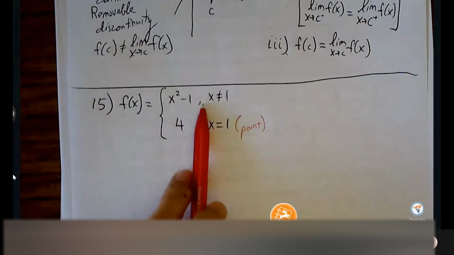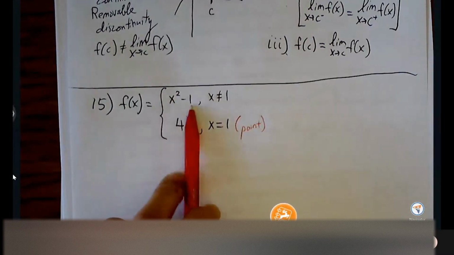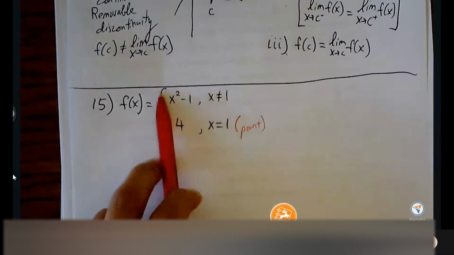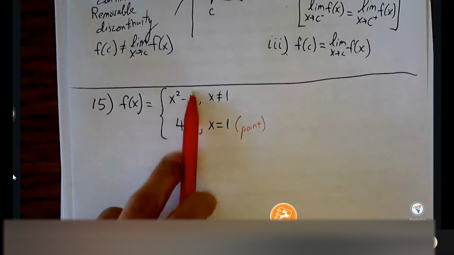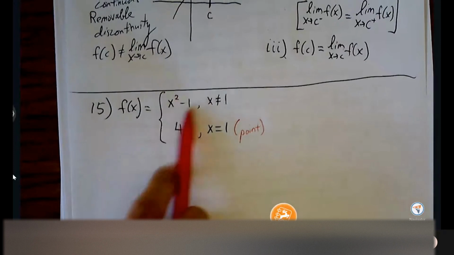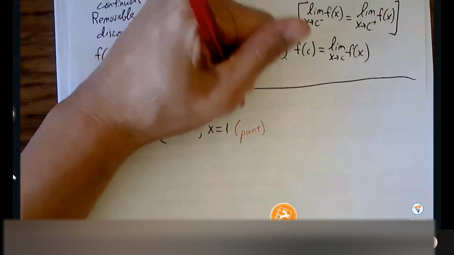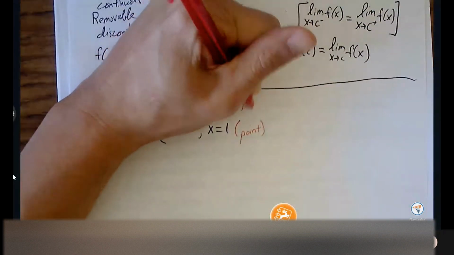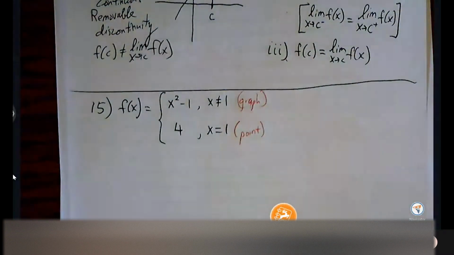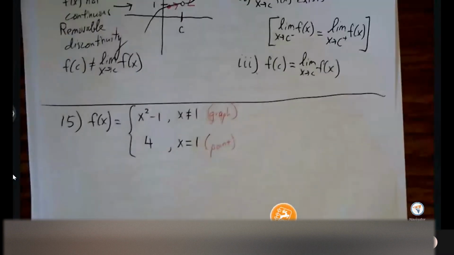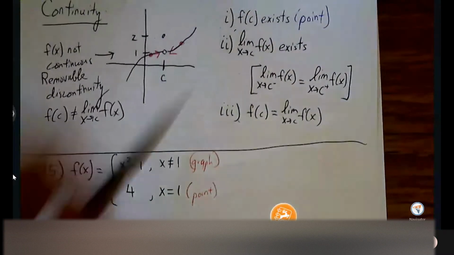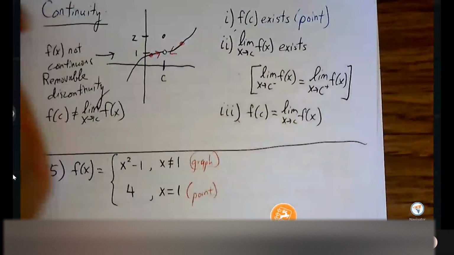But the first piece is going to give us everything on both sides of 1. So to the left of 1, x squared minus 1 is defining that graph. To the right of 1, it's also defined by x squared minus 1. So on both sides, most of the graph is going to be contained within this function, this x squared minus 1. So let's go through our conditions and see whether it's going to pass all 3 conditions.